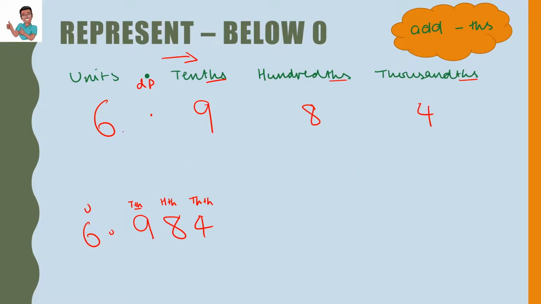Okay, let's have a look what 6 has the value of. Since it's in the units, we know this is going to have a value of 6. The 9, however, has a value of 0.9. When we're in the tenths column, we divide by 10. The 8 has a value of 0.08. When we're in the hundredths column, we divide by 100. And the 4 has a value of 0.004. When we're in the thousandths column, we divide by 1000.